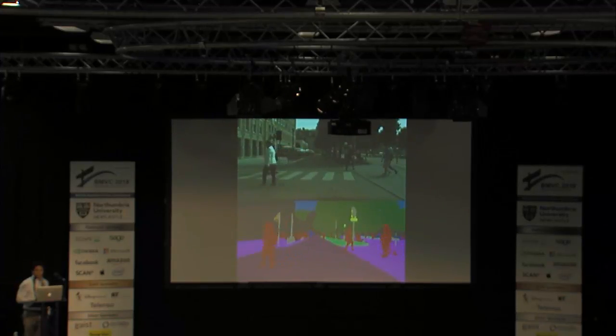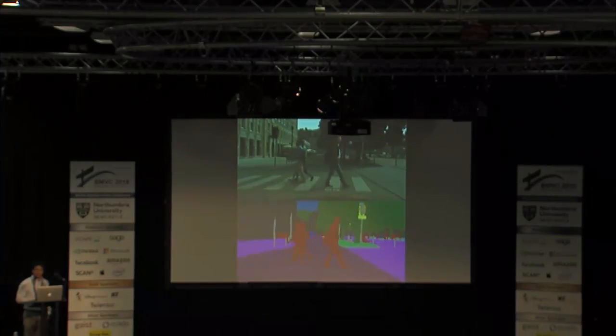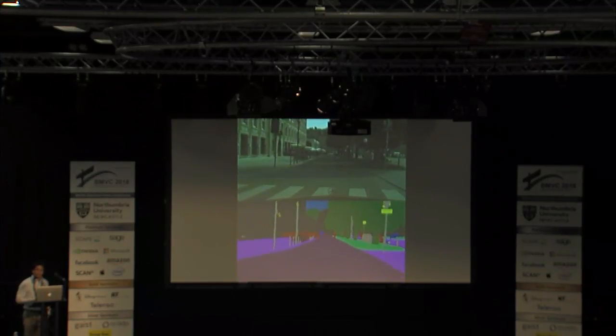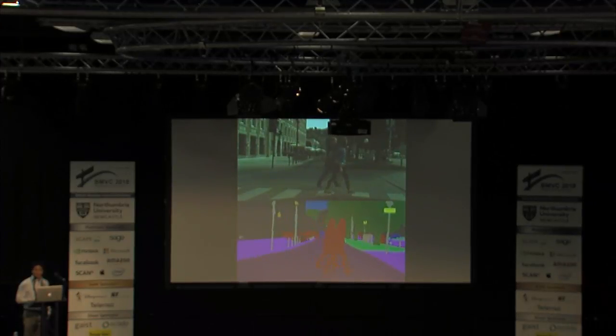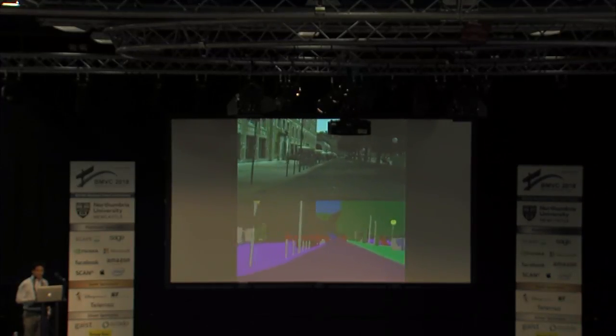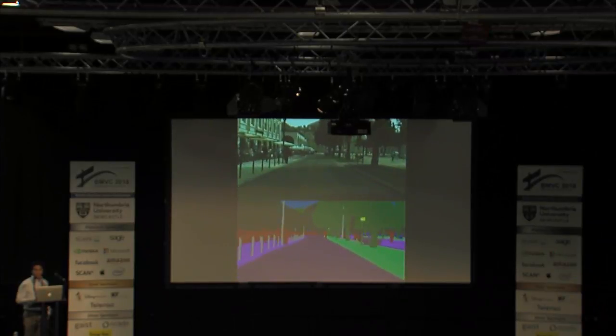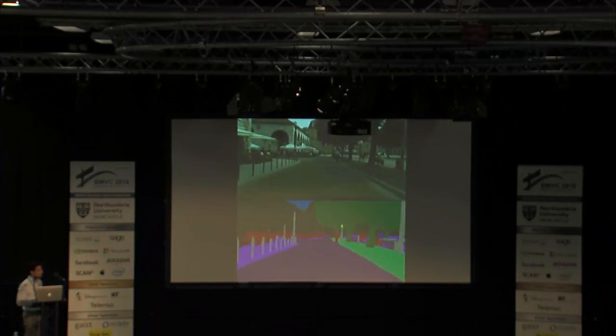I must admit that accuracy-wise, we still lag behind PSPNet quite a lot, around 10%, honestly speaking. But it's still good, I think. It's still usable for autonomous systems.